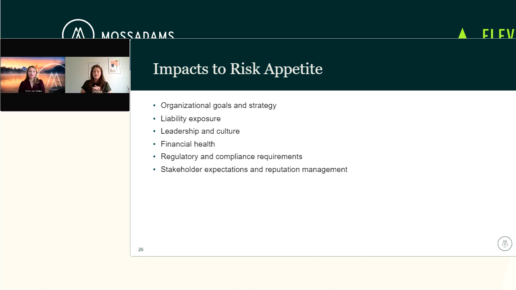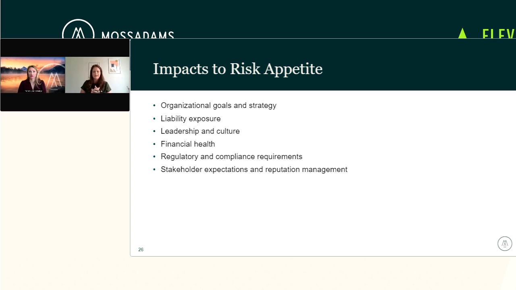Legal obligations can, of course, impact your risk appetite. So how important is compliance to your organization and the mission and objectives and goals that you have? What kind of requirements are in place that impact your operations? That can certainly impact the level of risk appetite that you take on.